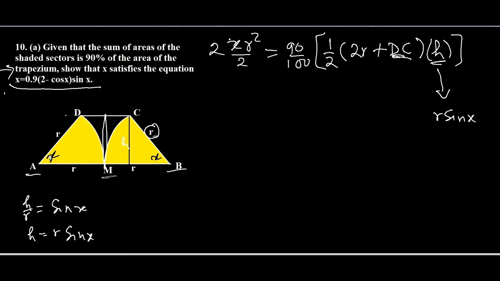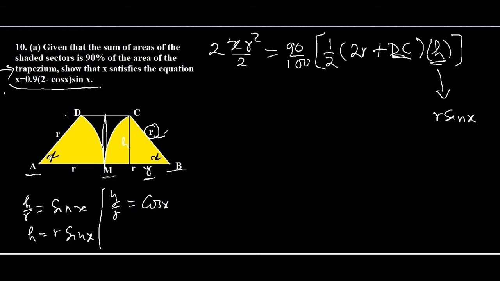Done. Now for DC, let's take this length, the base of the same triangle. Let's call it y. So that y over r is cos x.